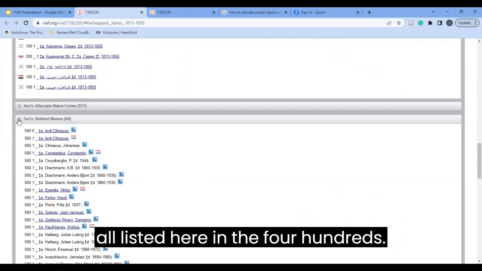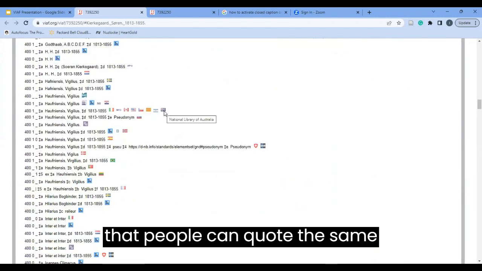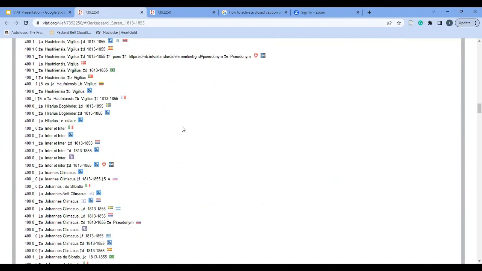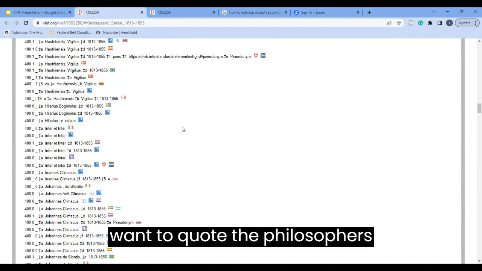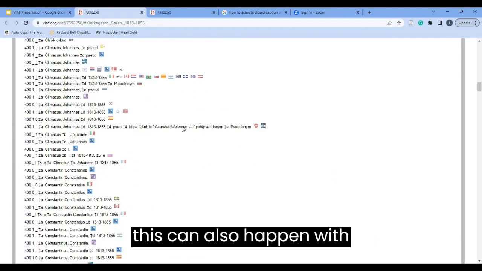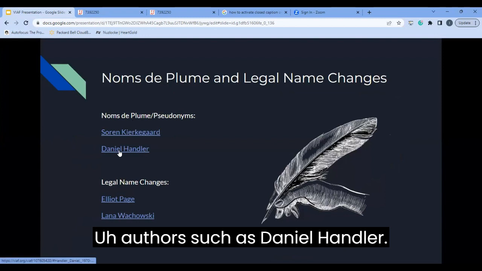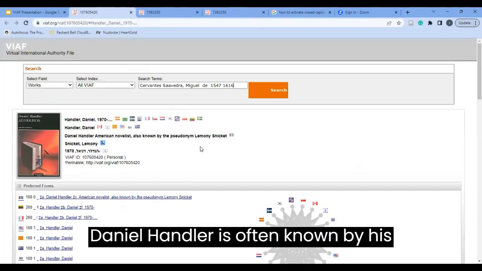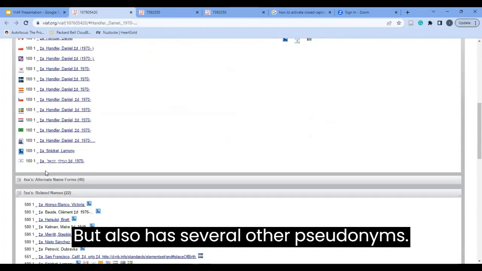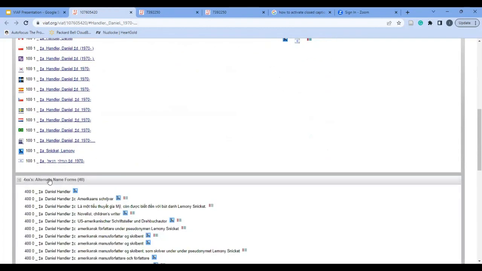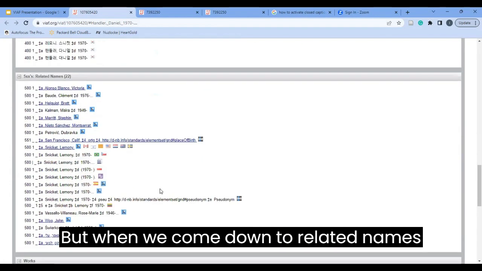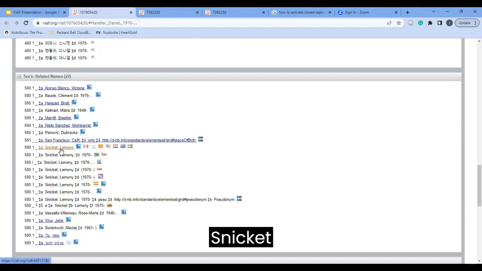And they are all listed here in the 400s, so people can quote the same writer under different names, depending on whether they want to quote the philosopher Soren Kierkegaard or his character. This can also happen with authors, such as Daniel Handler. Daniel Handler is often known by his pseudonym Lemony Snicket, but also has several other pseudonyms and noms de plume. But when we come down to related names, that's when we see things like Lemony Snicket.